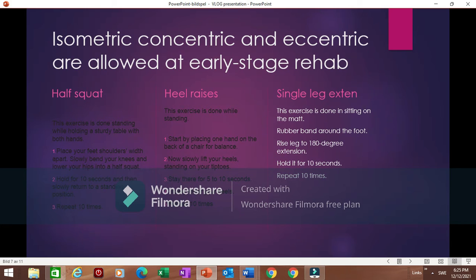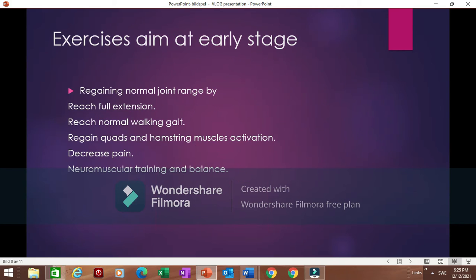So why are isometric, concentric, and eccentric exercises allowed at the early stages of rehab? Because we prevent putting any load on the tissue that could cause more damage. The exercise aim at the early stage is to regain normal joint range of motion by reaching full extension. So let's see together how to perform the exercise and how to coach it.